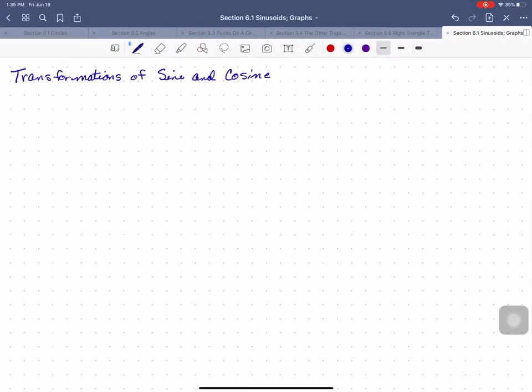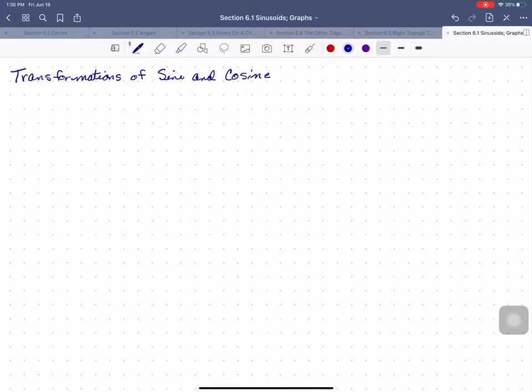Hi, welcome back. We saw in the last video how the graphs of the functions sine and cosine are developed and what they look like, and we talked about the properties of the natural sine and cosine, i.e. the unadulterated pure forms of these two functions. That's not always what we get to work with, so we need to talk about some transformations.